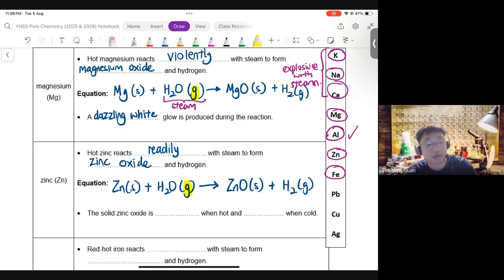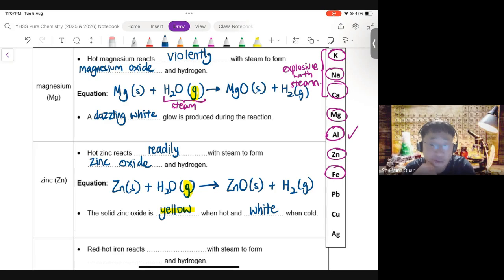Now, zinc oxide is quite interesting because it changes color when it cools down. So when it's hot, zinc oxide is yellow. Yellow when hot, but it will turn white when cool. So like I said before to all of you, color changes are very important to learn well in chemistry. This is another one of those color changes that you must learn. All right, so add this to your list of color changes.